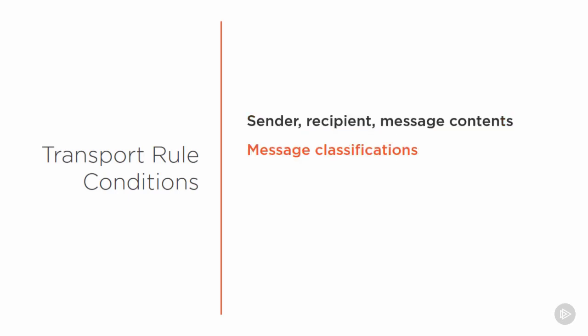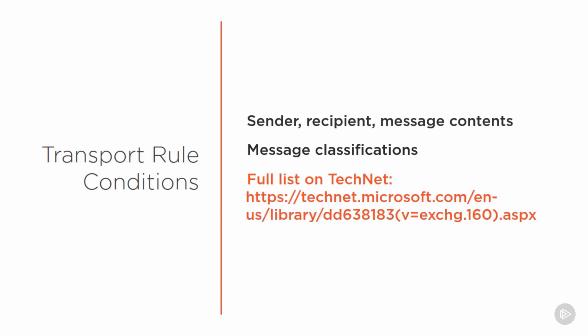The transport rule conditions can be message characteristics such as the sender, recipient, or message contents such as text in the subject or body. And relevant to the topic of this course, compliance, is that transport rules can also look at message classifications. You can see a full list of the transport rule conditions on TechNet, and it's well worth your time to read through them to gain an understanding of how flexible and powerful transport rules can be.